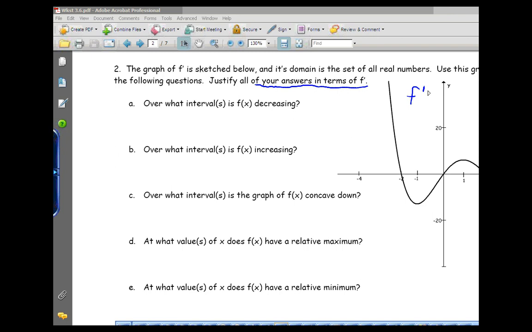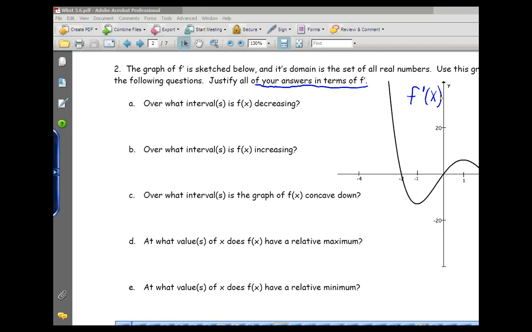In fact, I would suggest that in the middle of that graph, very prominently, you write f prime of x. Because all of these questions are asking about what f is doing, but that is the graph of f prime. So every time you look at that graph of f prime, I want you to be reminded that that is f prime. I don't want to get confused on that.